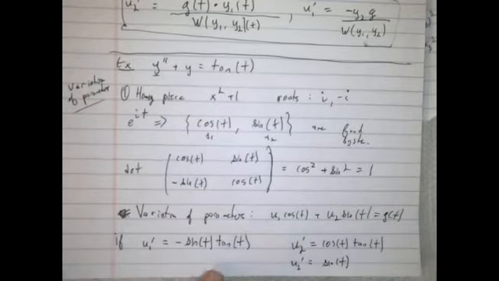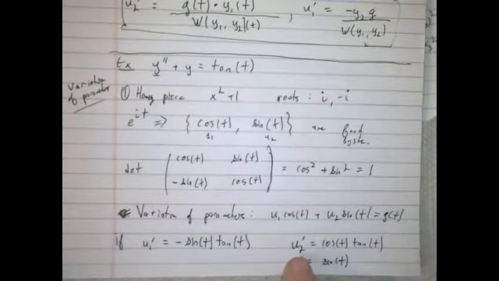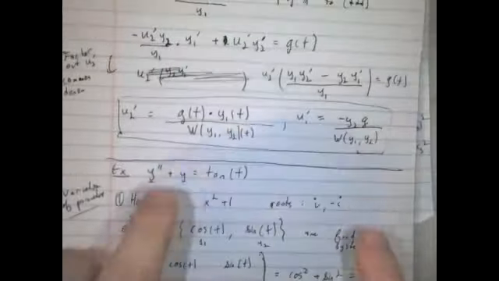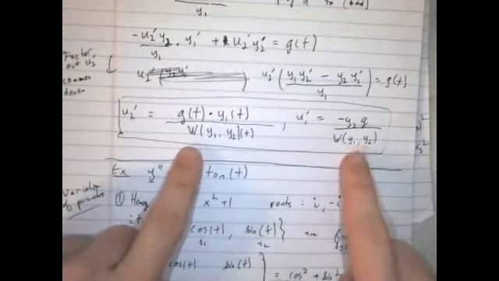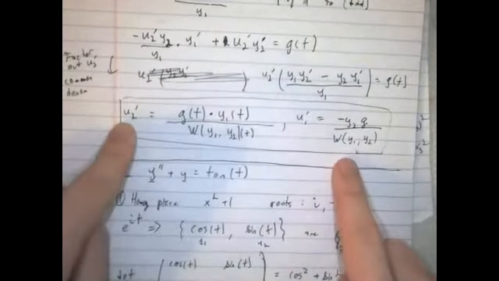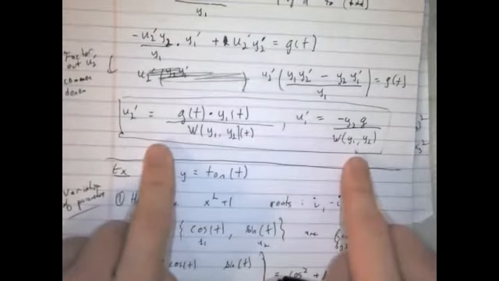Sorry? How did you get there? How did you get u1 prime and u2 prime? I got u1 prime and u2 prime because variation of parameters tells me that if I want, well, let me go, I shouldn't go all the way back, but I'm getting it from these two equations.